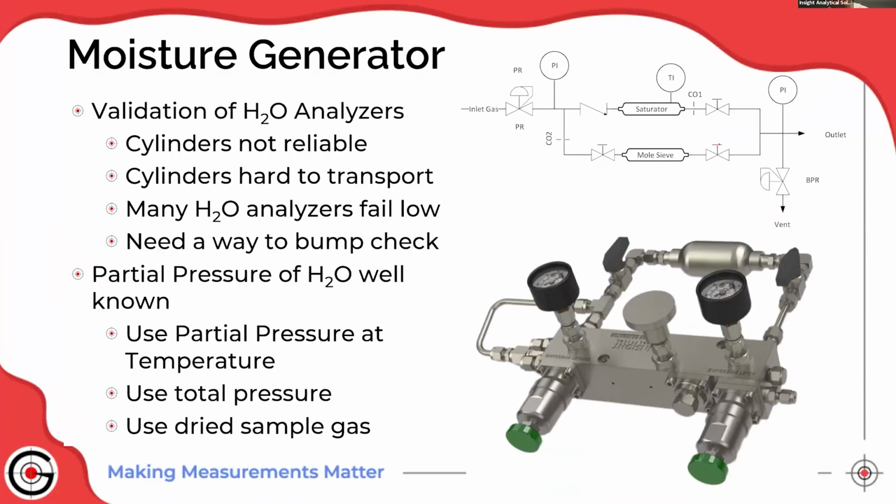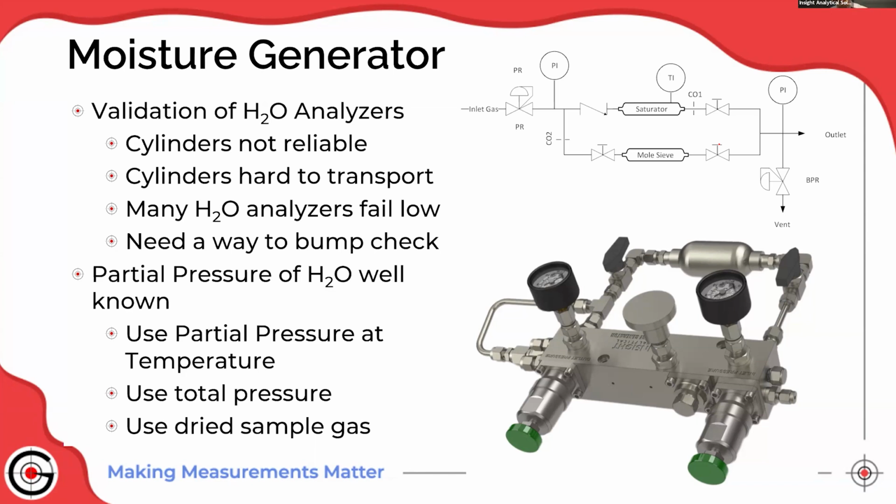Another product which has proven to be quite interesting and applicable has been our moisture generators. So if you're familiar with analyzers, almost every analyzer you put in the field, there's a way to calibrate it. Put an H2S analyzer in, you buy a bottle of H2S in nitrogen, you calibrate it. Put a GC in, you buy a calibration standard.